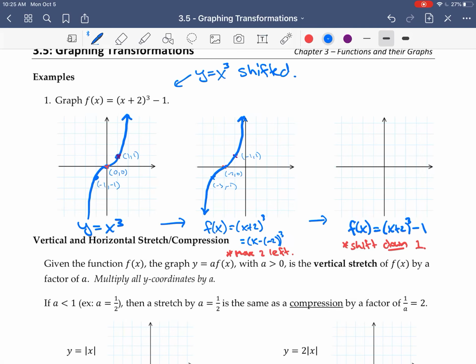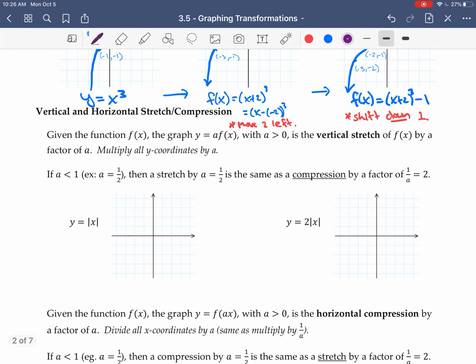All these points are just going to go down 1. So they're going to end up like that, and my graph is going to look like that. So this is going to be (-2, -1), (-1, 0), and (-3, -2). You can see you can do these in steps. This might have been hard to graph initially, but because we know the x cubed graph, we can just manipulate that and get our final graph. So now we know what the graph of this function looks like.